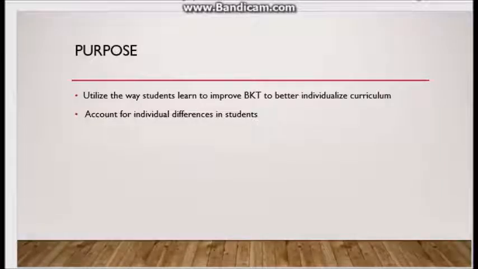So the purpose of this research is to better individualize learning for students, specifically learning that involves more non-traditional methods such as online modules or types of curriculum that can be done individually without the typical teacher. So the idea is to try to better account for individual differences in students, such as the way they retain knowledge or how they read.